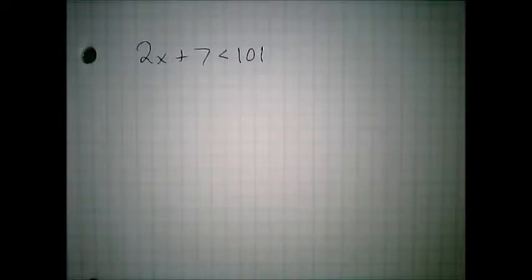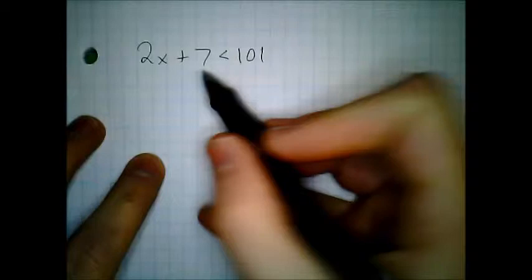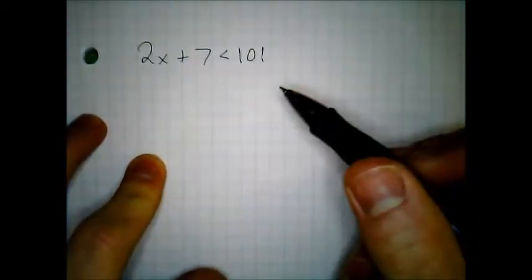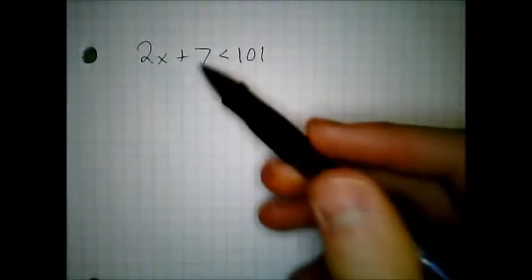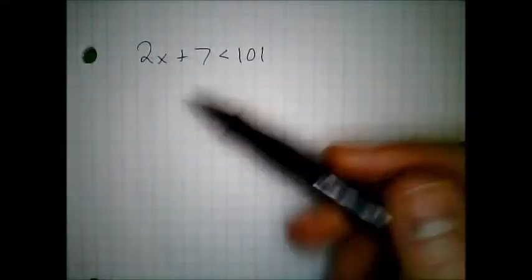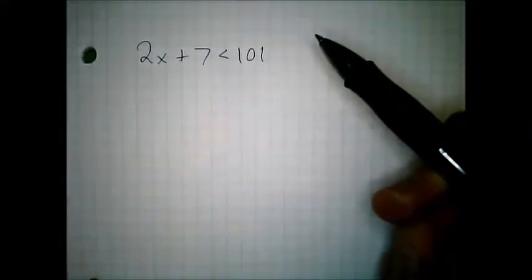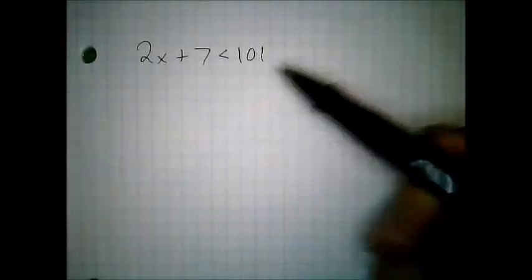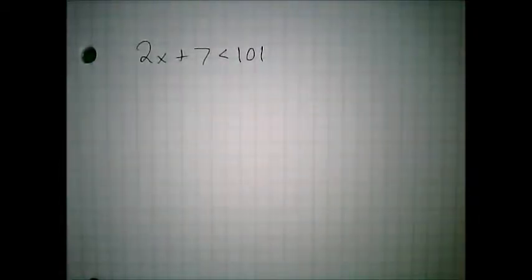We want to figure out when will 2x plus 7 equal 101? Because pretend like this is a tree. We planted a tree when it was 7 feet tall. It grows 2 feet each year. We want to know when it is shorter than 101 feet. Simple equations can represent simple situations.